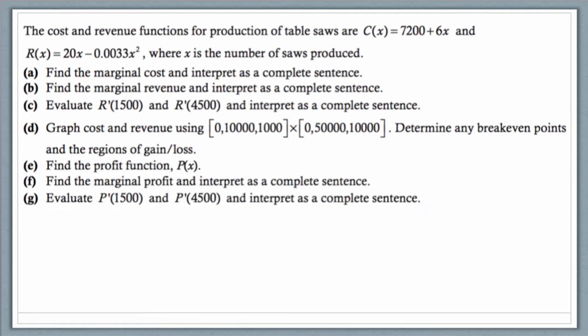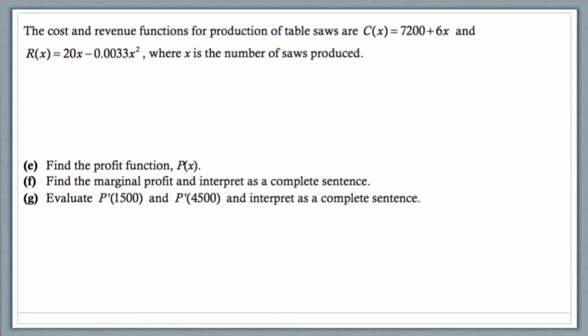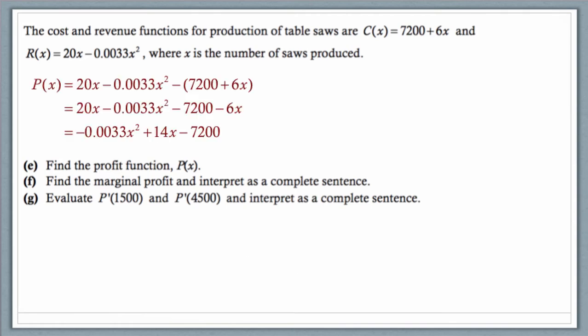The last piece of this problem that we're going to look at is profit. So we're going to find the profit function, find the marginal profit, and then evaluate at those same two values of 1,500 table saws and 4,500 table saws. So profit, remember, is the revenue function minus the cost function. Remember, whenever we're trying to find our profit function, we want to simplify completely. So I'm going to distribute that negative and combine my like terms. I also write it in descending order.